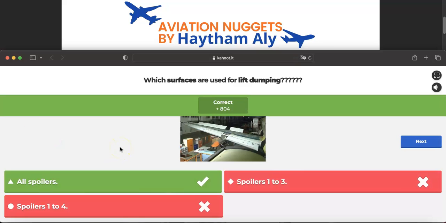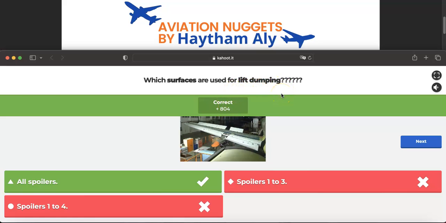All spoilers. If you remember, the Airbus A320 has 5 spoilers on each wing, numbered from wing root to wing tip: 1, 2, 3, 4, and 5. All five spoilers are used for lift dumping. Once the aircraft lands, all spoilers are deflected to a very high degree to spoil the lift.